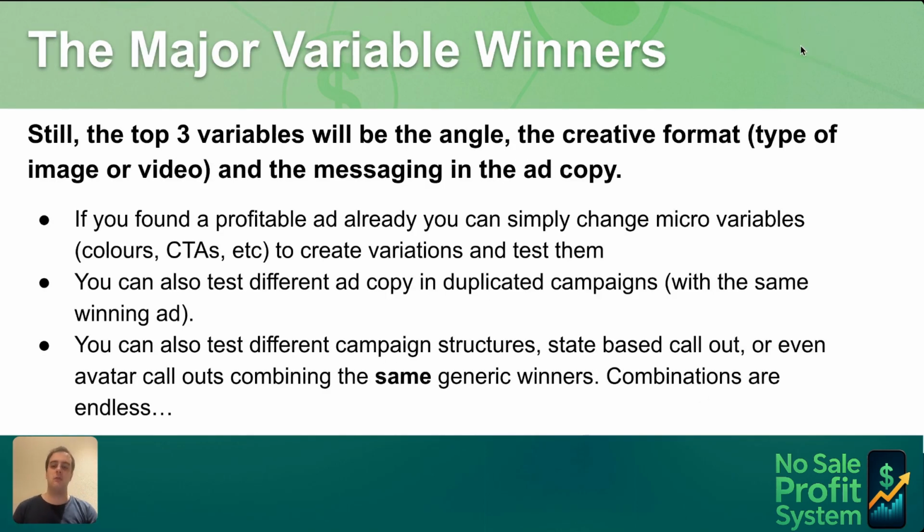So here are the major variable winners. Still, the top 3 variables, guys, that you're going to use to identify your winners, to identify your profitable ads, are the angle, the format, so the visual style, and the messaging in the ad copy. So if you found a profitable ad already, you can simply change micro variables. So for example, sometimes you don't even need to change angles, formats, and messaging to keep scaling. You can just change small things, the colors, the call to actions, right, and things like that.